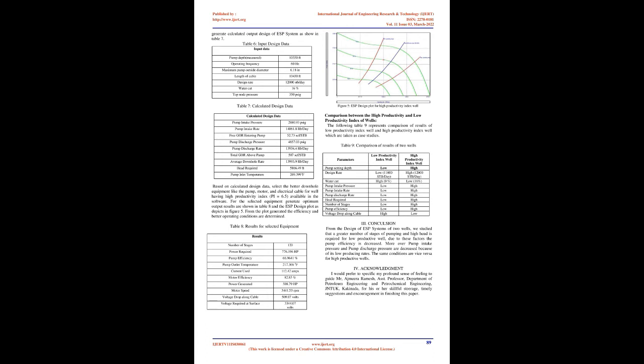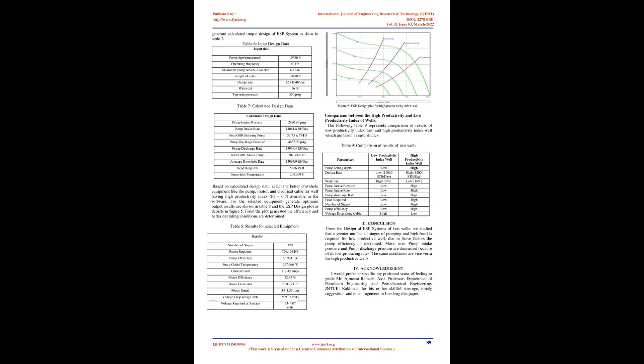Figure 2.0, IPR curve of a low productivity index well. According to the absolute open flow rate, give the desirable design parameters to the software as shown in Table 2 and generate the calculated output design of the ESP system as shown in Table 3. On the basis of the calculated design data, select the better downhole equipment like pump, motor, and electrical cable for the well having low productivity index, PI equals 2, available in the software. For the selected equipment, the optimum output results are presented in Table 4 and the design plot of the ESP system is shown in Fig 3.0. From the plot generated, the best efficiency and better operating conditions of the system are determined. Figure 3, ESP design plot for low productivity index well.